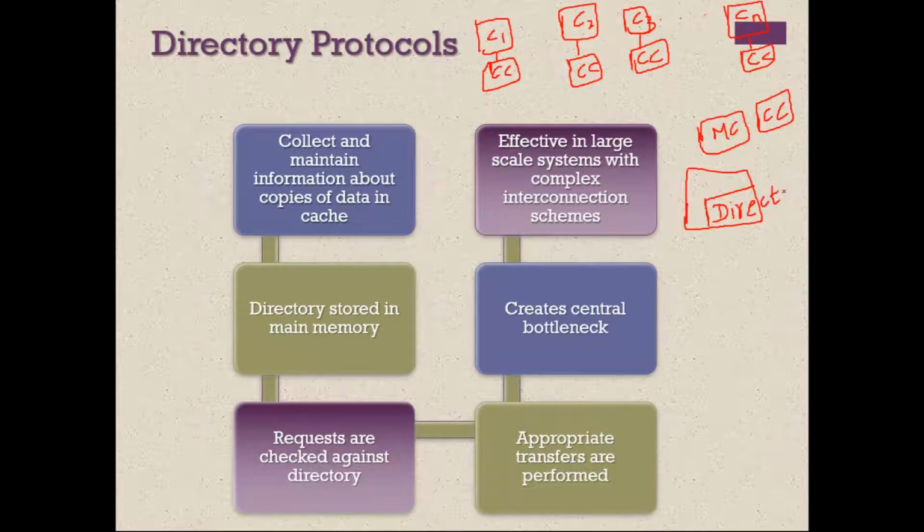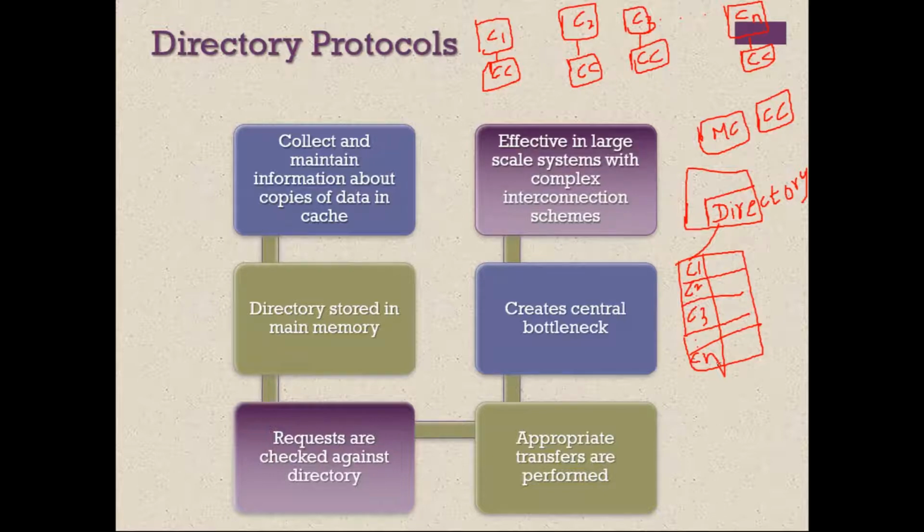That is, this directory will know exactly what is stored in each cache. You can assume the directory is something like a table which holds information about each and every cache. Cache 1 contains what type of data, cache 2 contains what, cache 3 contains what. Like that, for all the caches, it holds the necessary information. So this is the directory.